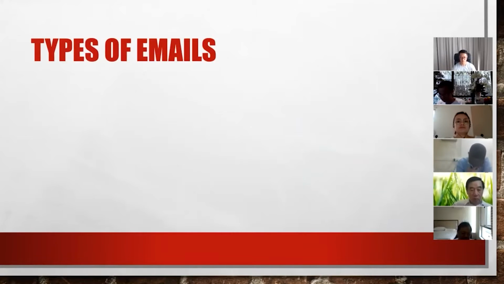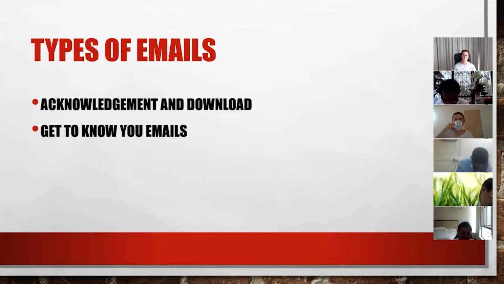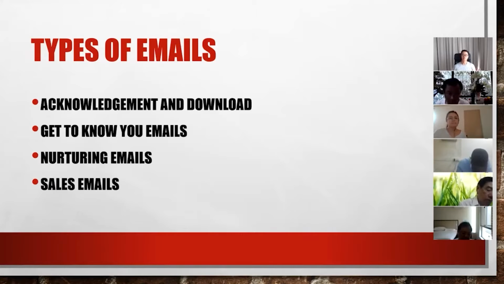Okay, so once people are on your list, this is what we're gonna do to them. Assuming they came from a lead magnet, we have the acknowledgement and download email. This is the first email. The second type of email is the get to know you email. I'll explain each one of these, I just want to give you an overview. The third type of email you send to them is nurturing emails. And the fourth type is where you get the sale, so these are called the sales emails. I'll just keep it simple.